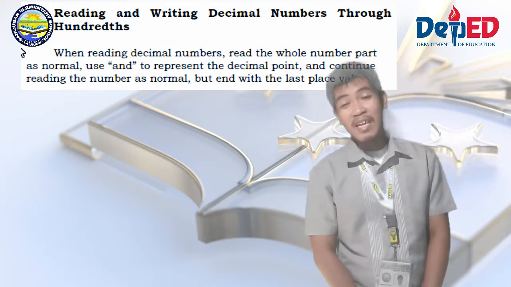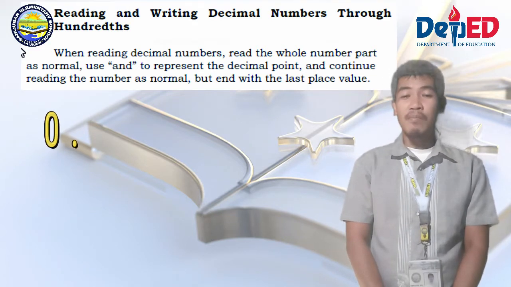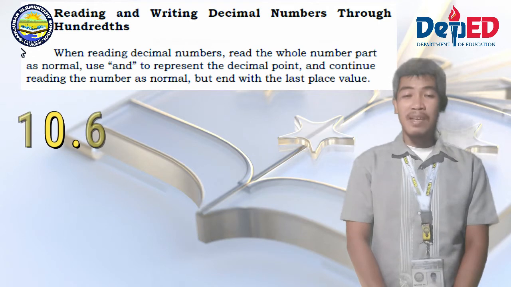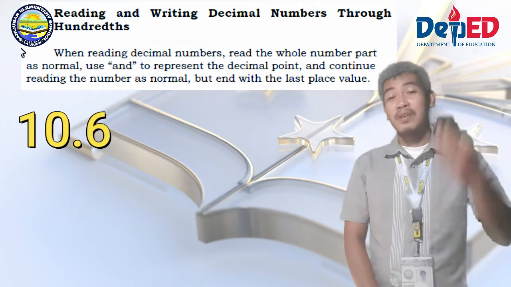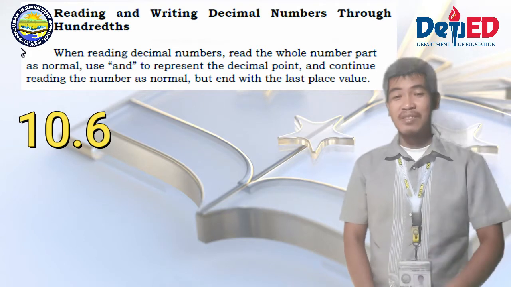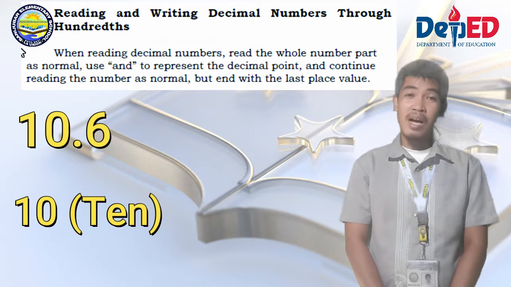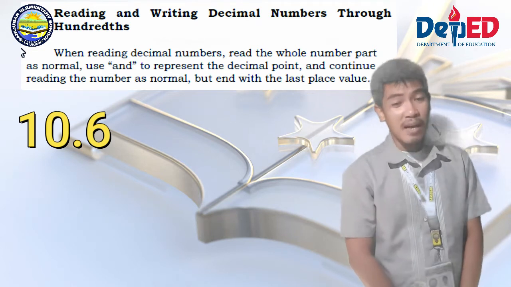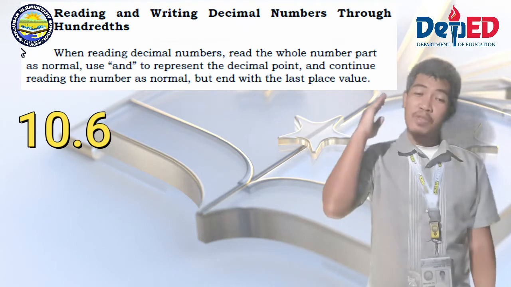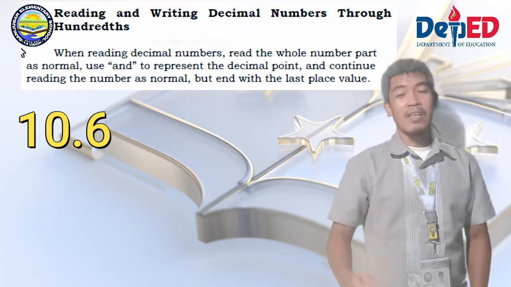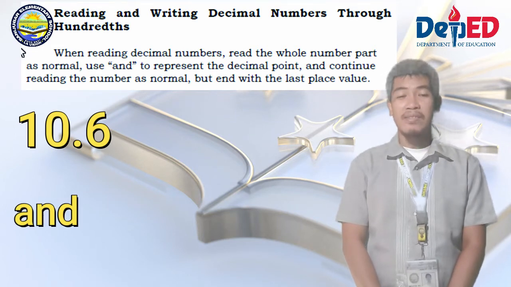Sa number na nakikita natin ay basahin natin muna ang whole number part. Anong basa natin? Correct si Janine. It's 10. At ano naman ang basa sa decimal point? Correct din si Karil. Ang basa sa decimal point ay "and".